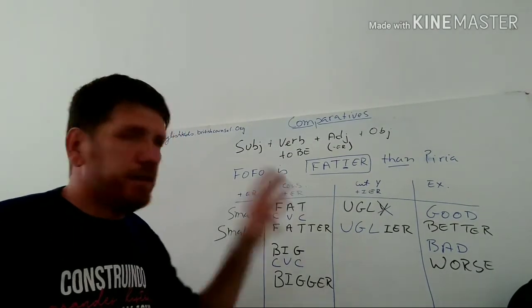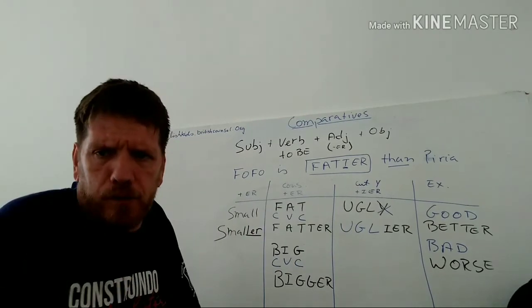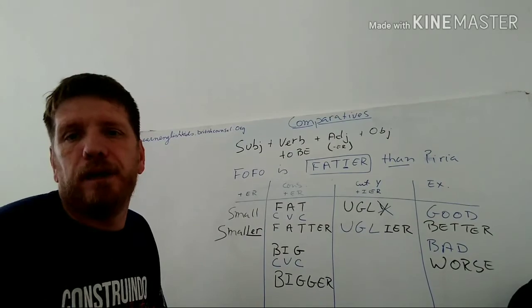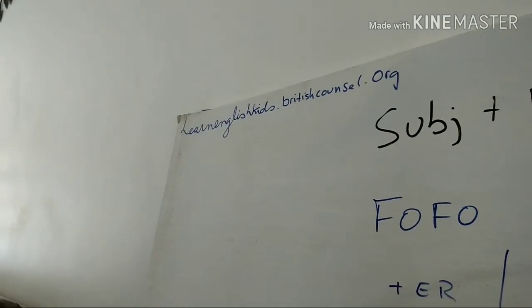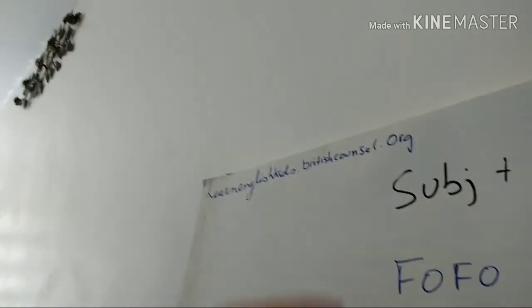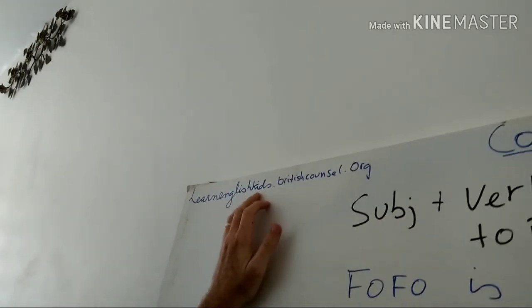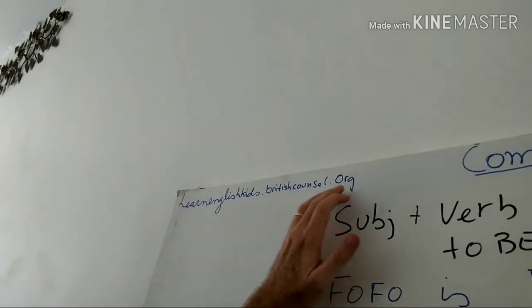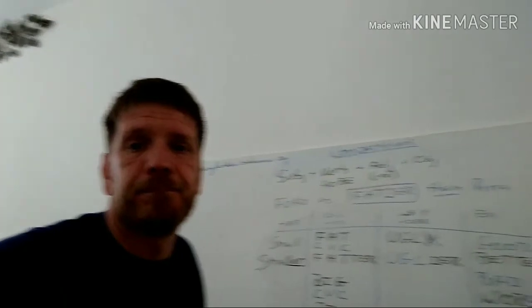Okay? Now you've got this in a picture. In your books, when you have your books, you can have a look at this. Also, let me get closer for you. Okay, as you can see, we have a site, learnenglishkids.britishcouncil.org. Okay, I'll write it bigger in a minute for you.